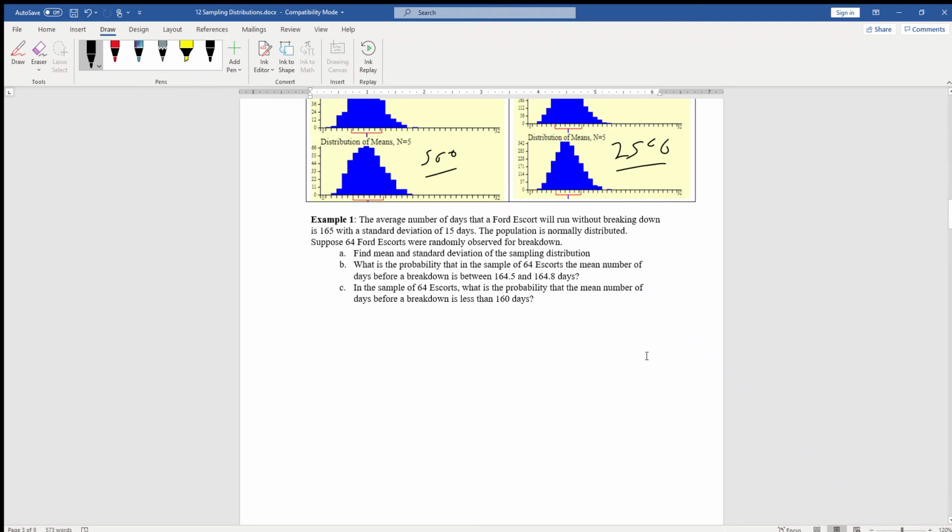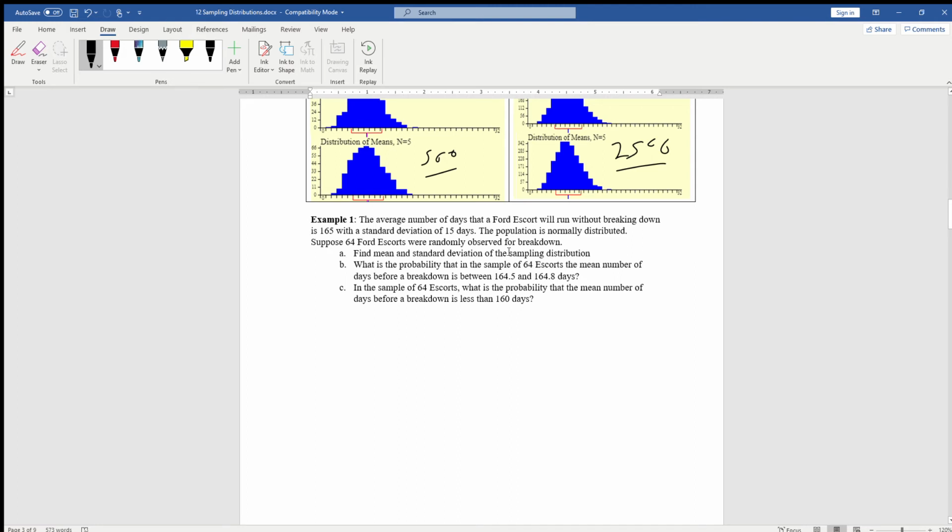Okay, so we're going to take a look at some examples of being able to work with sampling distributions. So we have this example one. Example one says that the average number of days that a Ford Escort will run without breaking down is 165. The standard deviation is 15 days. These are population data. The population is normally distributed. Suppose we took 64 Ford Escorts and they were randomly observed for breakdown.